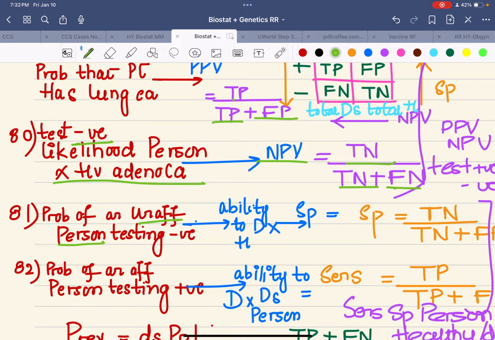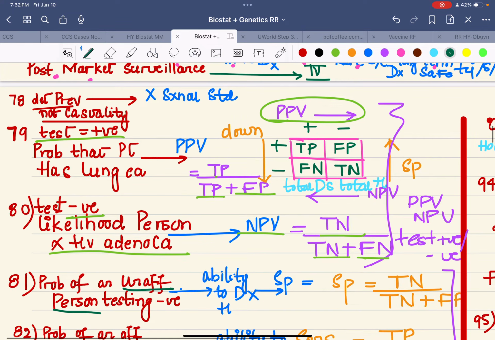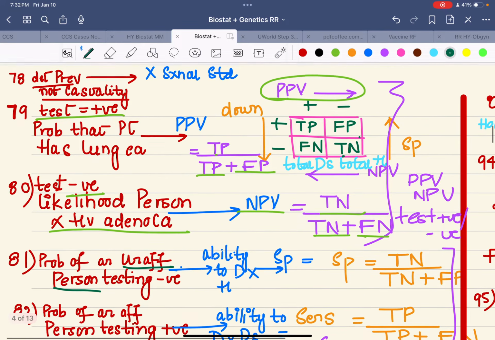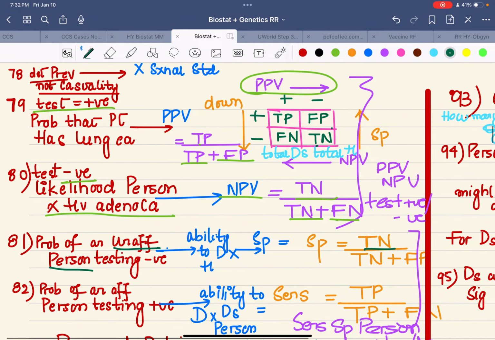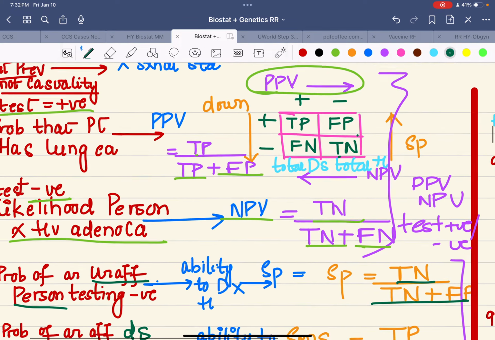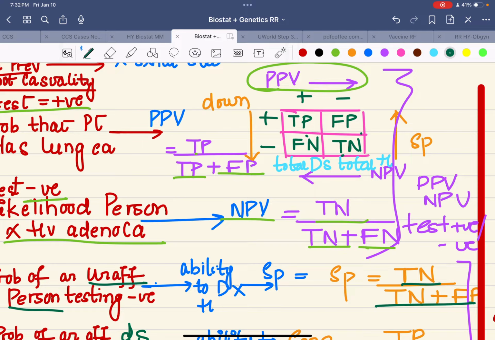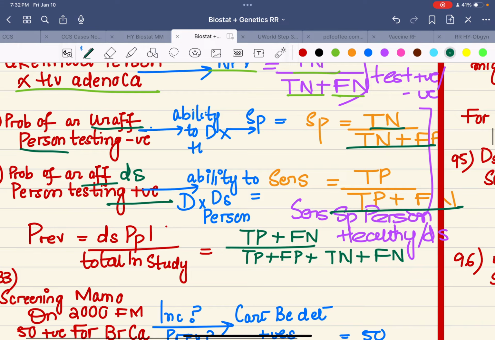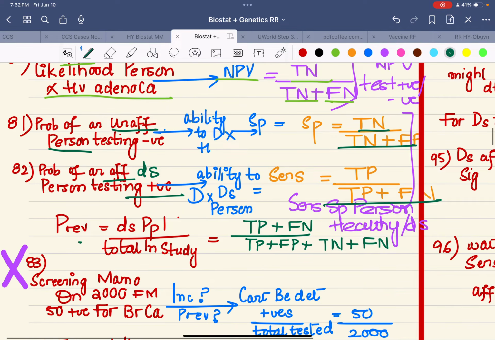Then the probability of an unaffected person. The person is unaffected, it means that he is basically healthy. So in a healthy person, we calculate specificity. Specificity is going up. So it will be true negative divided by true negative plus false positive. And the probability of an affected person testing positive, it means he has the disease. When he has the disease, this is sensitivity, and sensitivity is going down. So we will calculate it as true positive divided by true positive plus false negative. And then the prevalence would be the total number of diseased people at the top divided by total people in the study.